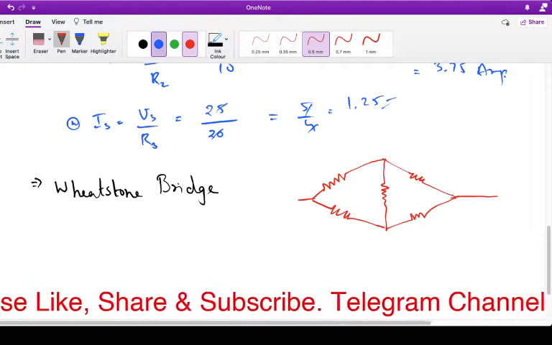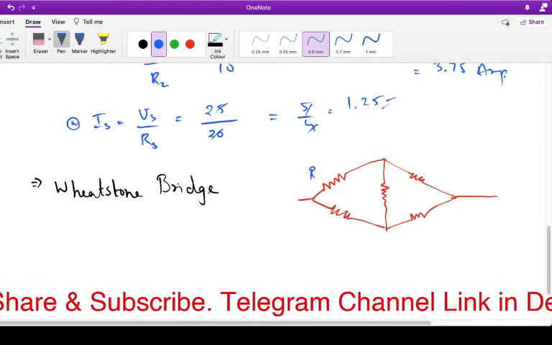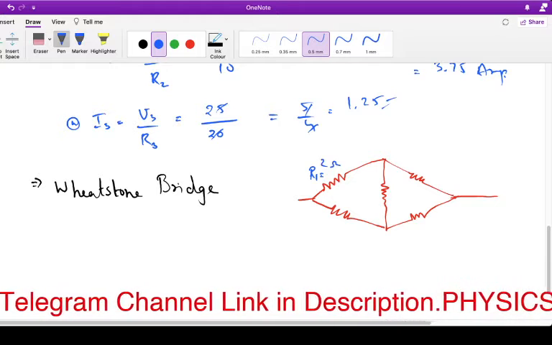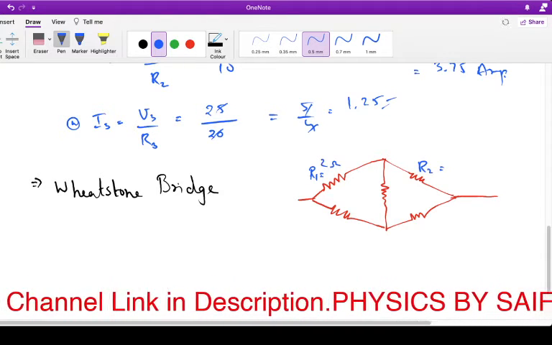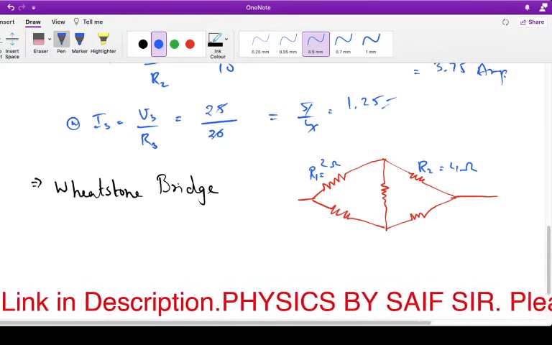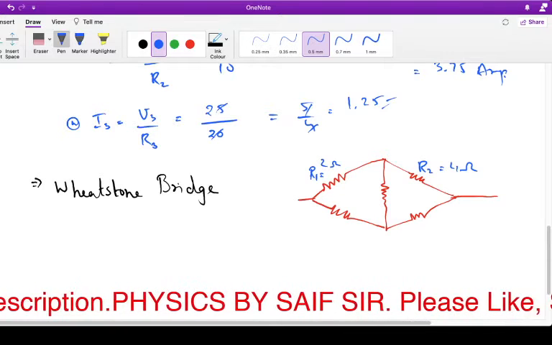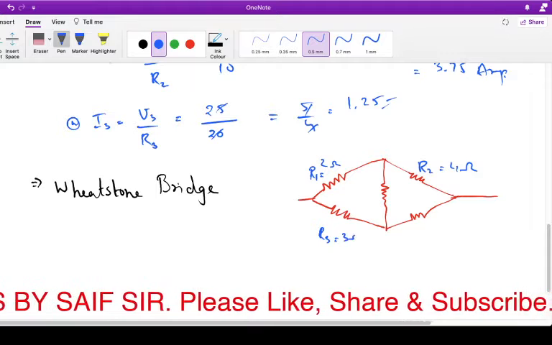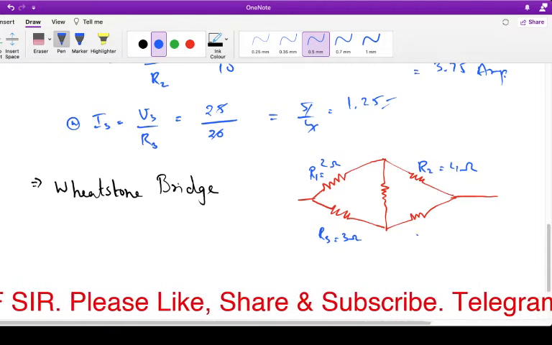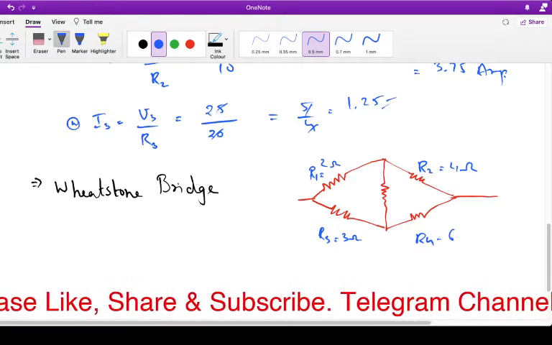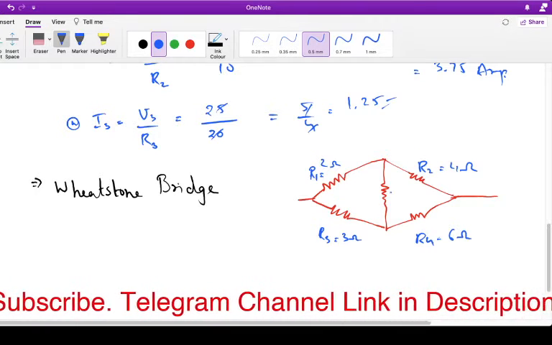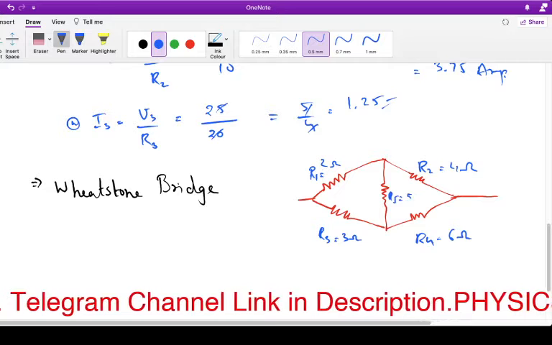On the top left it is R1, which is 2 ohms. Top right R2, 4 ohms. Below left R3 is given as 3 ohms, and below right R4 is given as 6 ohms, and the middle resistor is R5, which is 5 ohms.